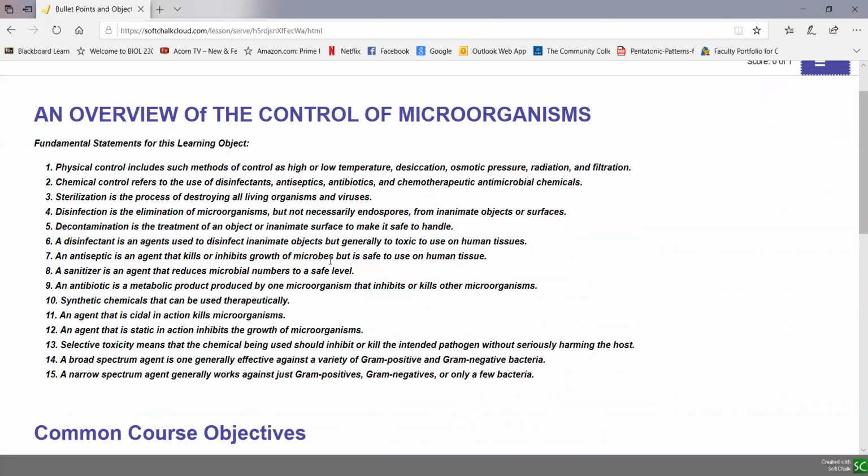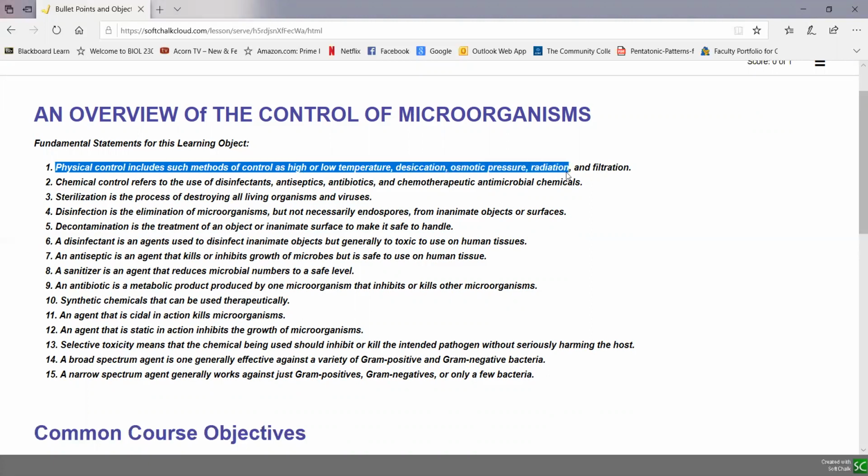First of all, some bullet points or fundamental statements. Physical control includes methods of control such as high or low temperature, desiccation, osmotic pressure, radiation, and filtration. Now, for my class, we're going to cover physical control in lab, as you'll notice in your table of contents for your SoftChalk lessons. So you won't be responsible for physical control on the lecture exam, but rather later on a lab quiz.